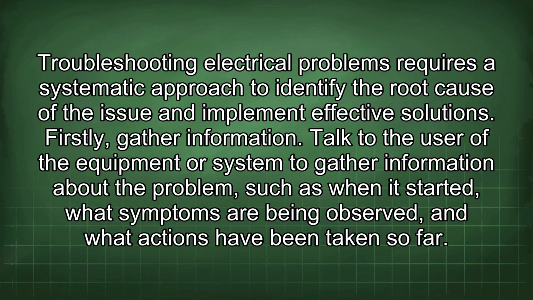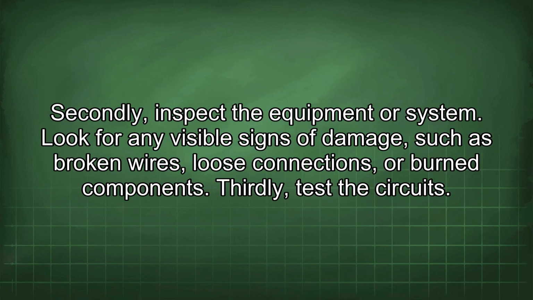Troubleshooting electrical problems requires a systematic approach to identify the root cause of the issue and implement effective solutions. Firstly, gather information. Talk to the user of the equipment or system to gather information about the problem, such as when it started, what symptoms are being observed, and what actions have been taken so far. Secondly, inspect the equipment or system. Look for any visible signs of damage, such as broken wires, loose connections, or burned components.